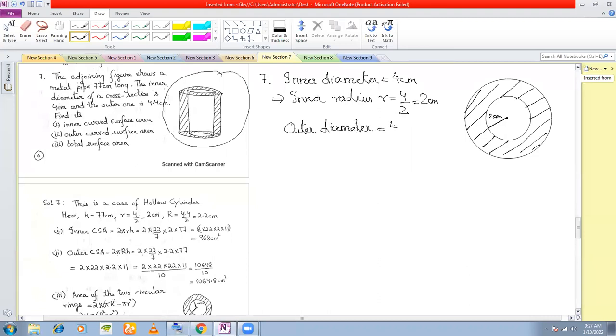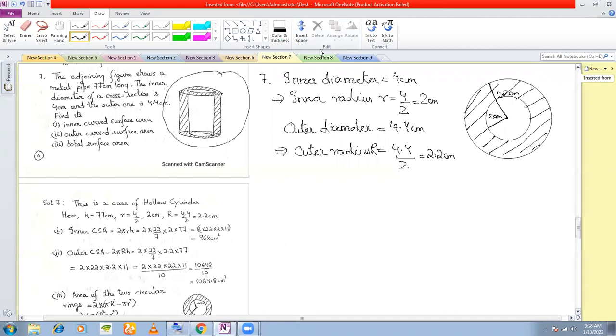Outer diameter is 4.4 centimeter. That means outer radius is 4.4 divided by 2. Outer radius, let's call it capital R, is 4.4 divided by 2, which is 2.2 centimeter. That means if you are looking at it from the top, this outer radius here is 2.2 centimeter. Okay.